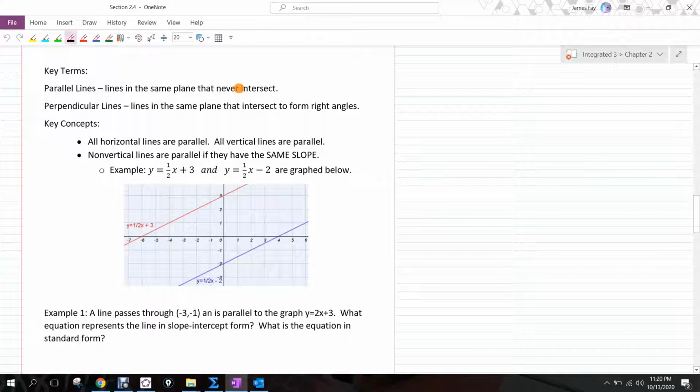Perpendicular lines are lines in the same plane that intersect to form right angles. Okay. Hopefully those two things are topics that we've discussed heavily in a geometry course.